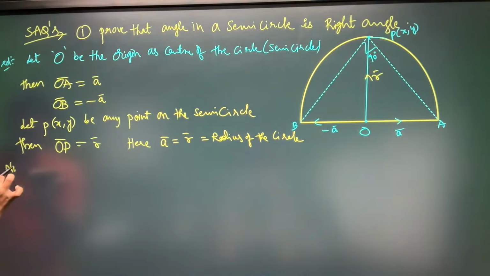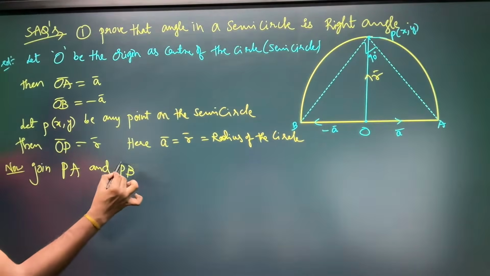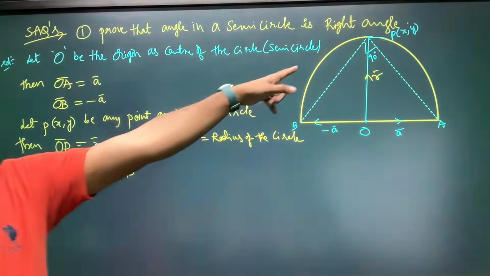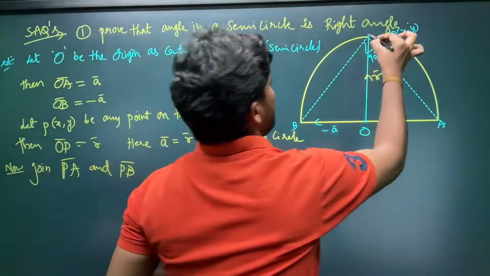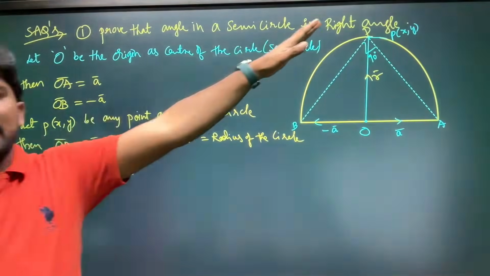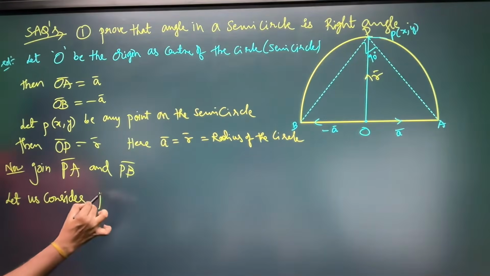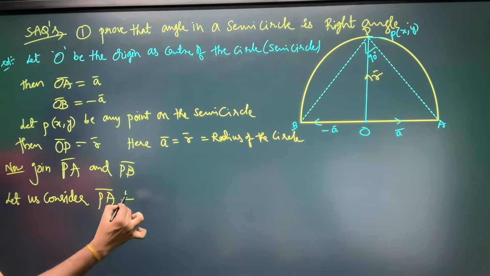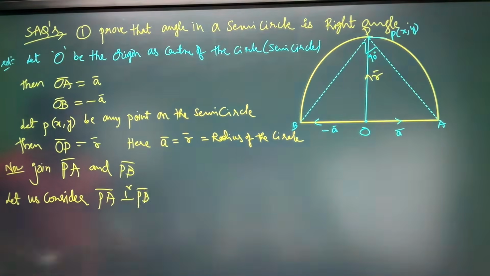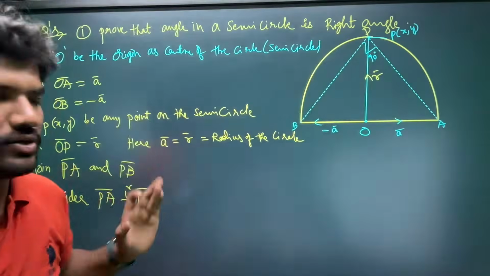So now join PA and PB. Join PA bar and PB bar from the point capital P. Now to prove that the angle is 90 degrees, let us consider PA bar is perpendicular to PB bar. We are considering these two are perpendicular to each other. PA bar is perpendicular to PB bar.